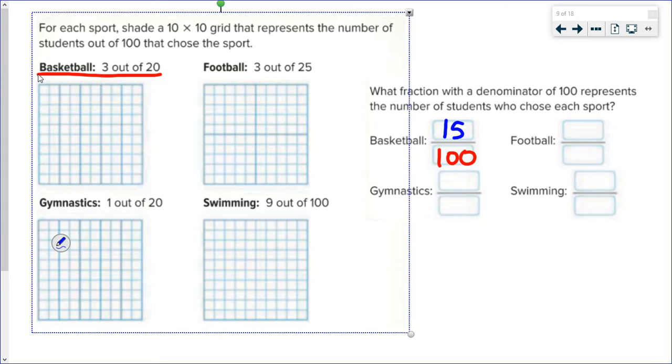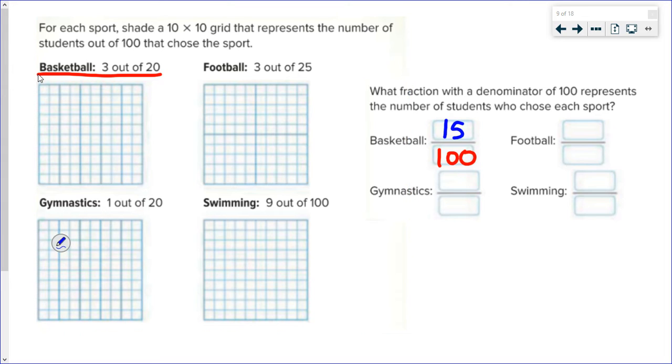So I know now how to shade 15 out of 100 on here. So I can shade this row or column right there. I can shade this column. Oh, I went too far, right? Because if I did a full another column, this is going to be 20. So instead, I need to actually take that first column, get to 10, and then 1, 2, 3, 4, 5, then shade right there. So 15% of people chose basketball.